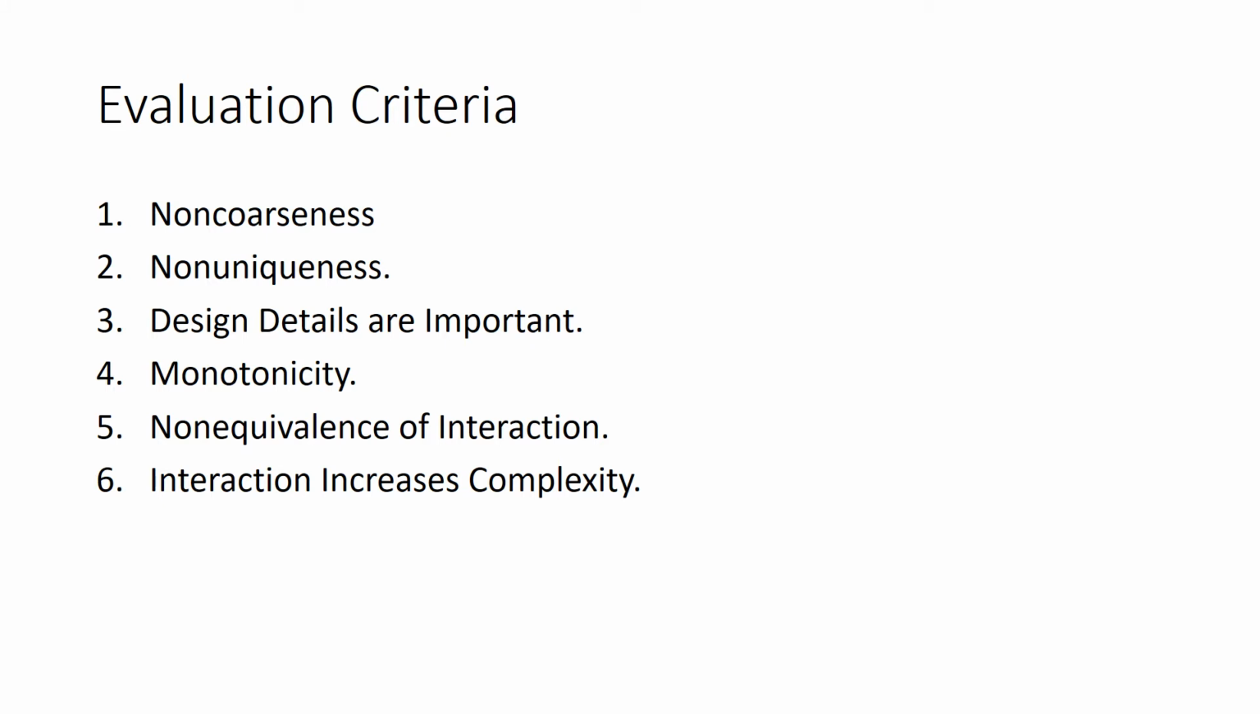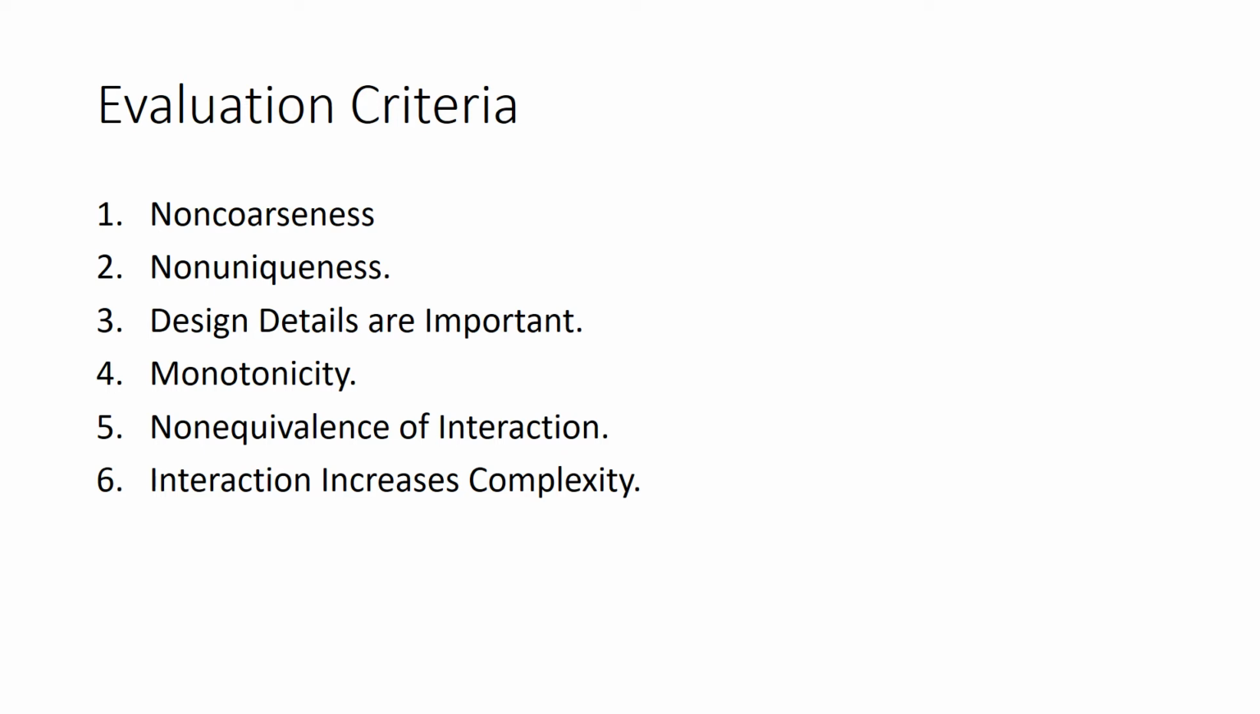While evaluating the metrics, we look for the following properties, which are defined at the class level, and see which property satisfies which metric. Non-coarseness implies that each class should have a unique metric value, and non-uniqueness is the complete opposite of non-coarseness. That is, two different classes can have the same value for a metric. That implies both classes are equally complex. Property 3 ensures that the design details are never missed in calculating a metric value.